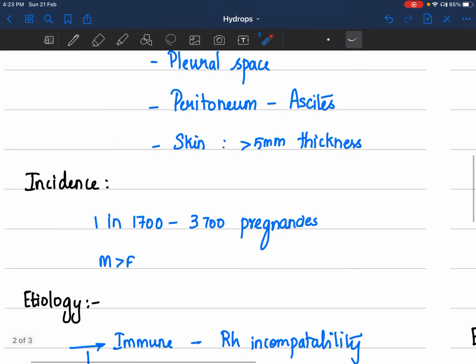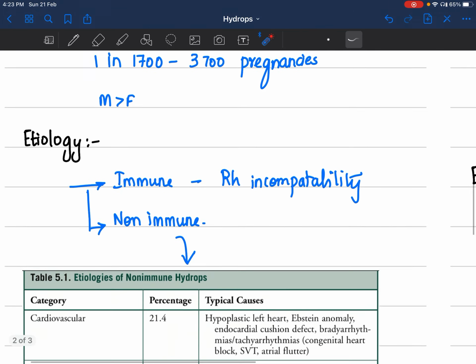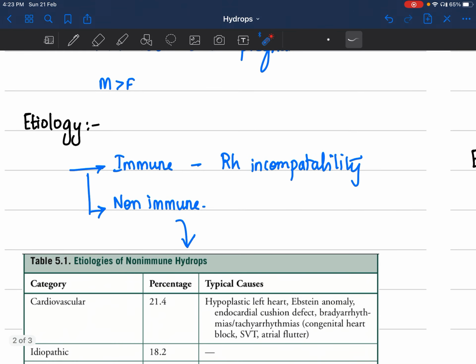What is the incidence? 1 in 1,700 to 3,700 pregnancies. That is the incidence of Hydrops fetalis. What could be the cause? What is resulting in this fluid accumulation? We will see the why in a moment. Let's see the causes. Broadly, they can be classified as immune and non-immune.